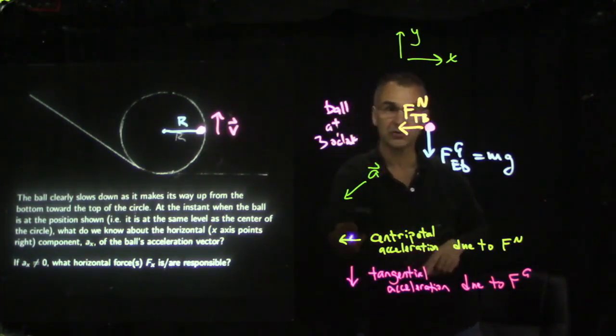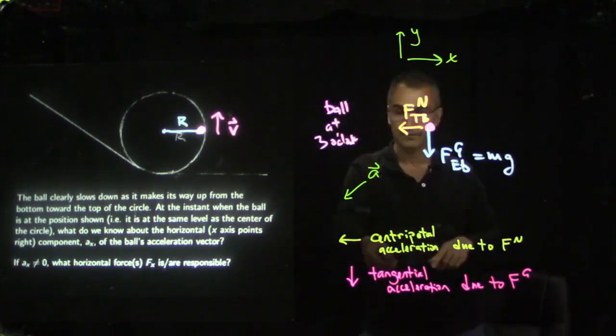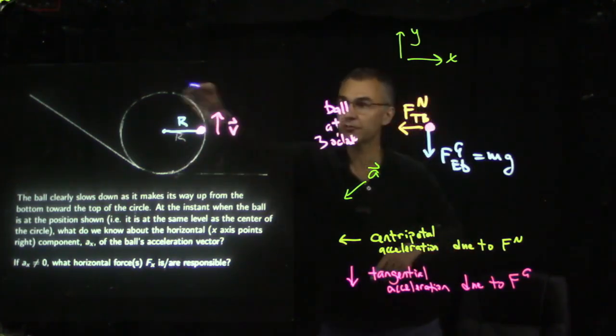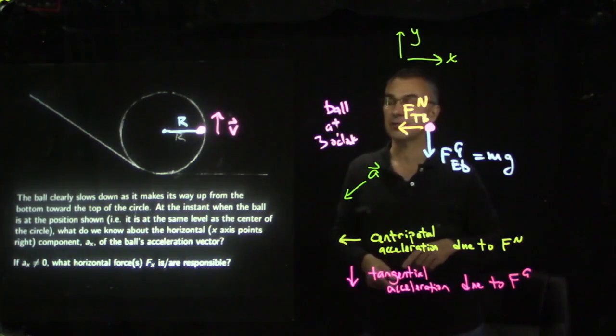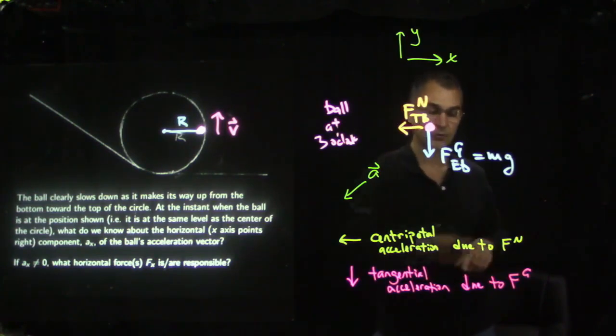It points toward the center of the circle, and it's caused by the normal force exerted by the track on the ball at this instant. Then there's a tangential acceleration. So when you're moving in a circle, if your speed is changing, that has to be due to a component of acceleration that is tangential rather than centripetal. So at this instant, the tangential acceleration is due to the force of gravity.